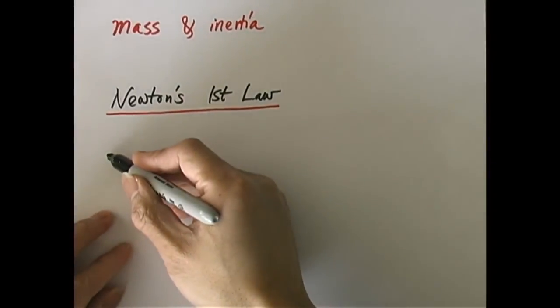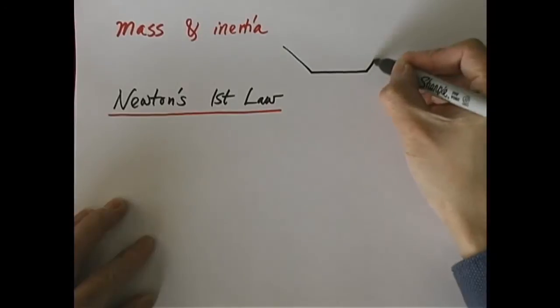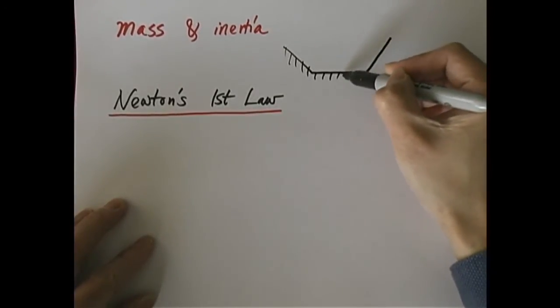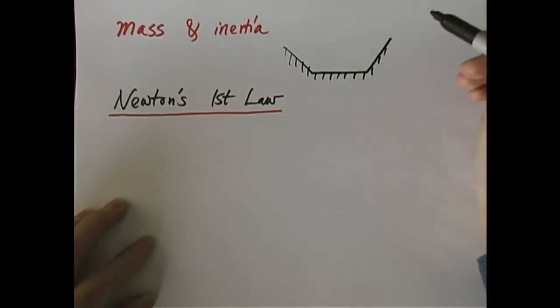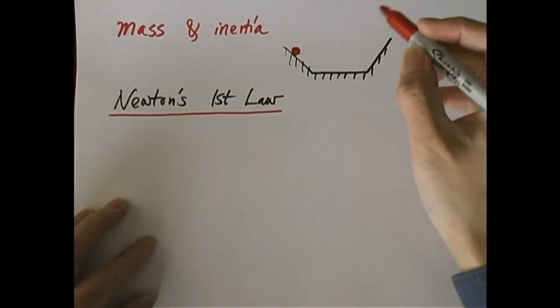Suppose you have a track like this, okay? You have a track like this. And this track is very smooth. It has no friction. And then I take an object and roll it down. Okay, the object starts from here. Just roll it down or slide down, any way you want to do it, as long as it doesn't have any friction.